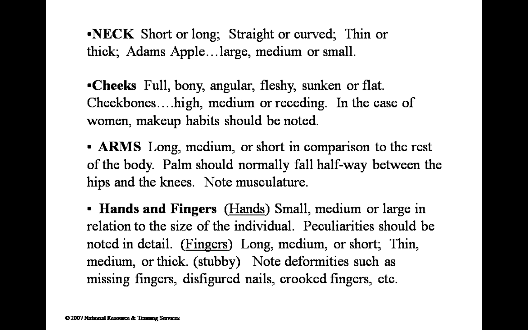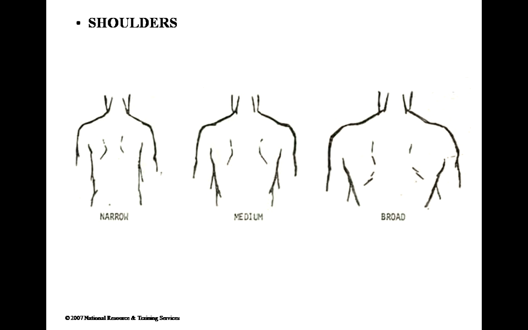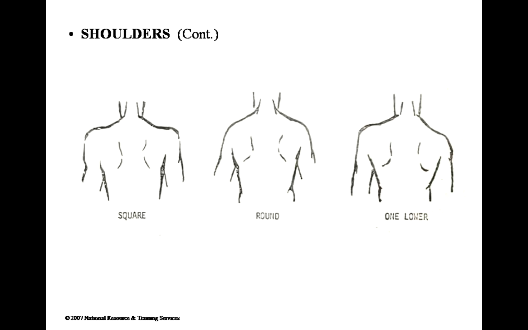Fingers: long, medium, or short; thin, medium, or thick; stubby. Note any deformities, such as a missing finger, disfigured nails, crooked fingers, and so forth. Shoulders. Narrow, medium, or broad? Are the shoulders square, round, or is one lower than the other?